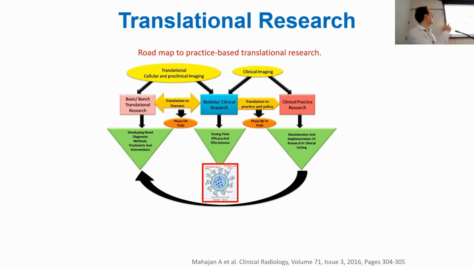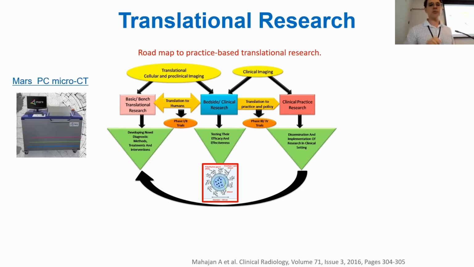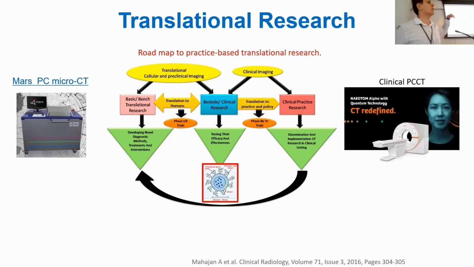And so we'd like to study perhaps different contrast materials. We will have a preclinical photon counting system. This is a MARS scanner. It is not what I'm going to show you or use, because we don't have that. We have our own system that we have built. And on the right side, on the clinical side, you have, let's say, the Siemens photon counting system.